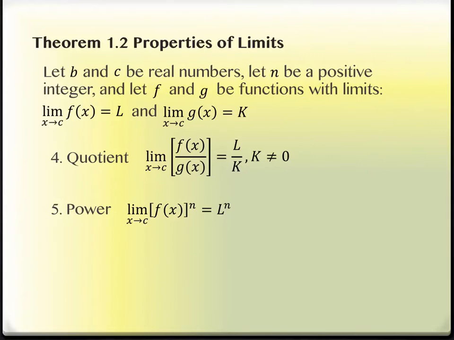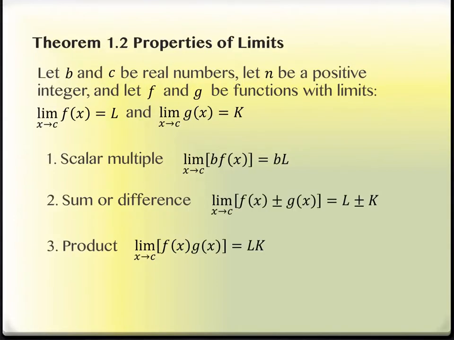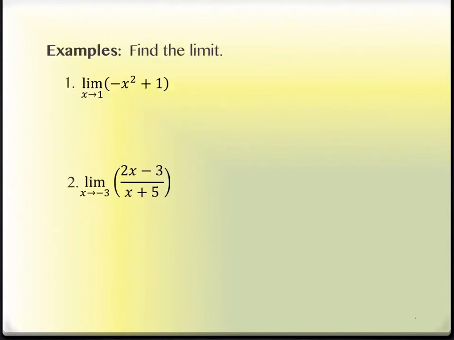All right, so we're going to find the limit of some algebra functions. We have the limit as x approaches 1 of the function negative x squared plus 1. While it's very true that we're applying all of these limit properties, they're just working behind the scenes. The nuts and bolts of what we're doing is plugging the value 1 in for x. We're substituting it, or evaluating it.